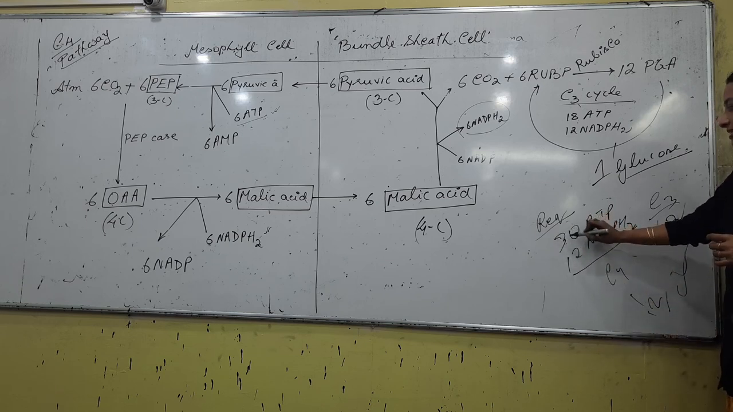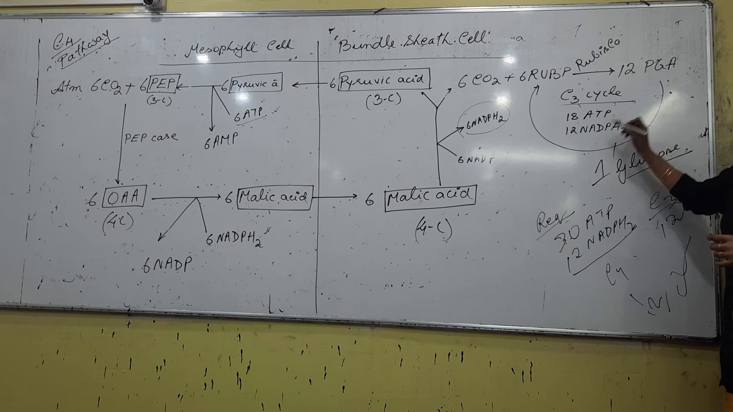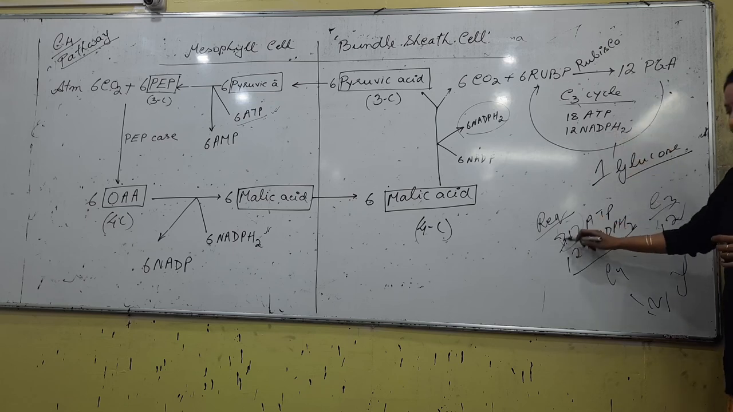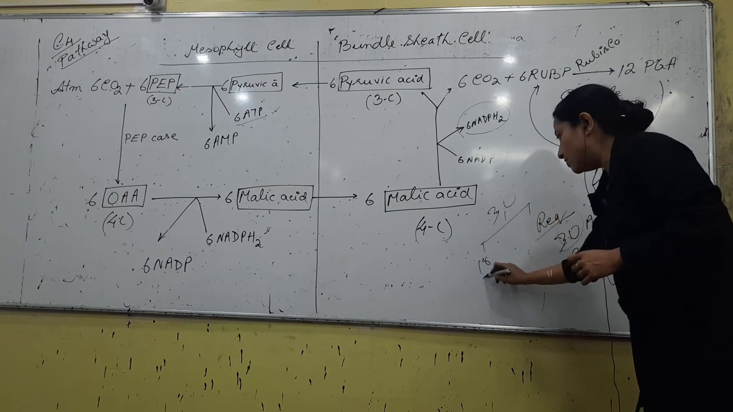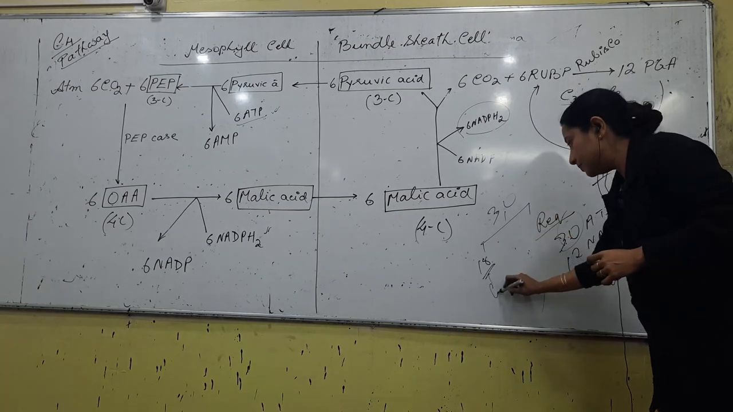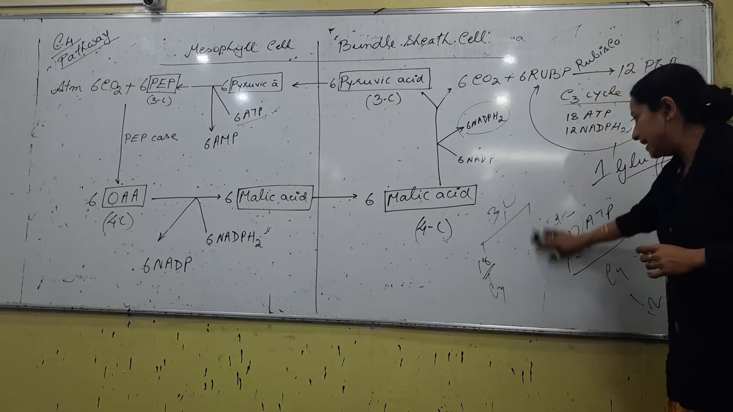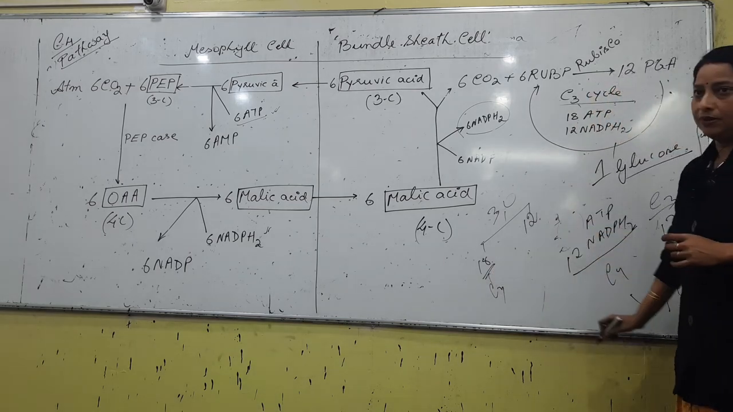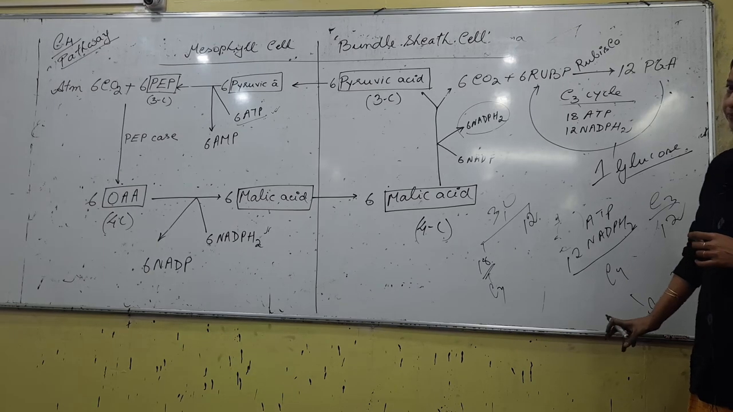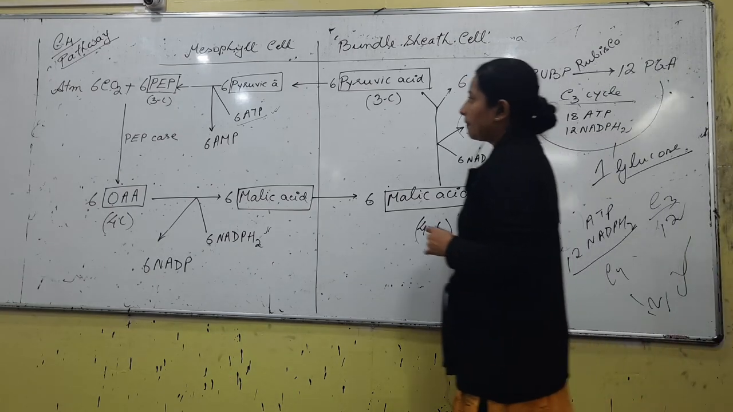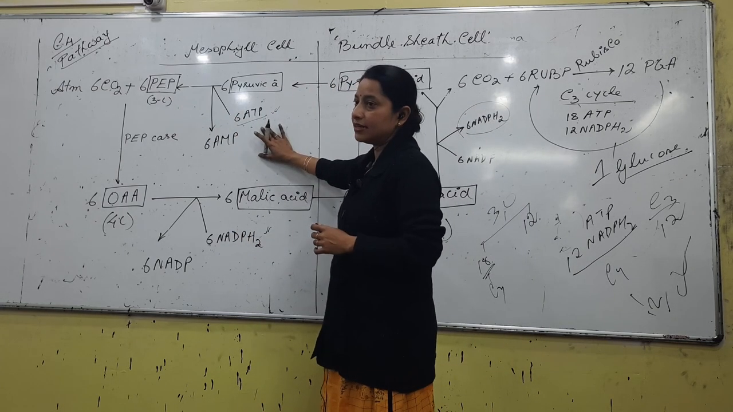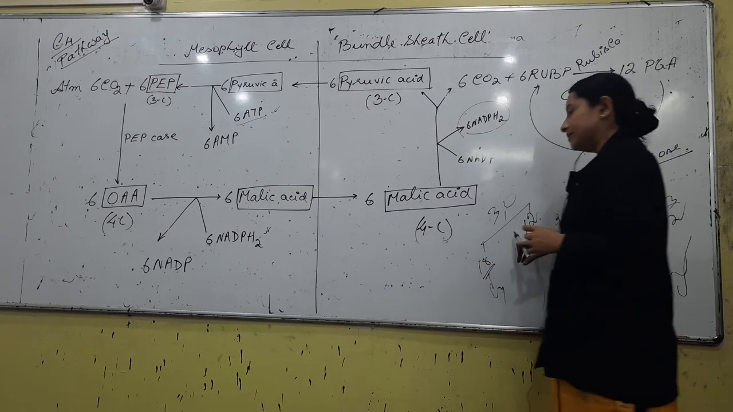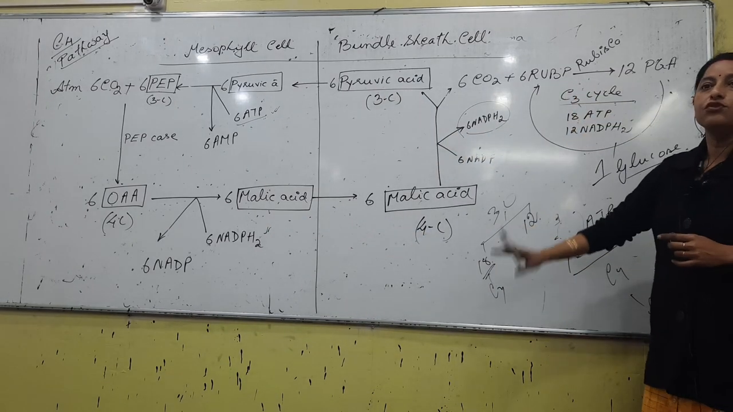ATP requirement in C3, 18. ATP requirement in C4, 30. Out of this 30, if we divide, 18 has already been used. So now we need the remaining 12, where was it used? When pyruvic acid is converted into PEP, ATP is used there. How much is used? We need 12. So we need to know about that.